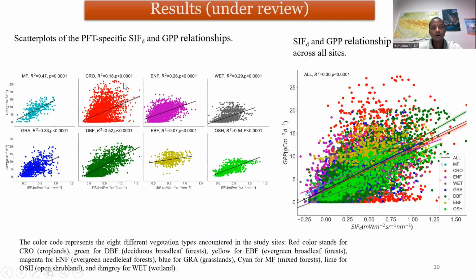So here on the left, we are showing the relationship between SIF and GPP based on data pooled on the same biome, let's say the same plant functional type. And what we can see here is that the relationship between SIF and GPP was the highest in the DB forest and lowest in tropical forest. And this plant functional type dependent relationship is confirmed in this figure on the right, which shows the relationship between SIF and GPP on data pooled across all sites.